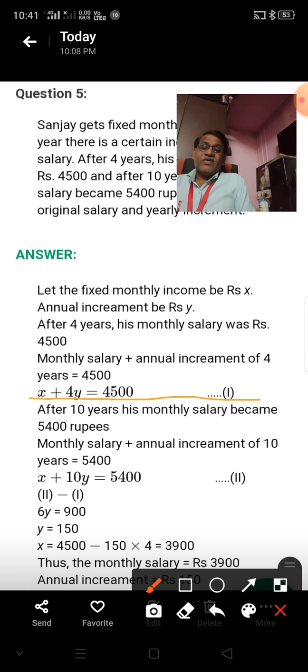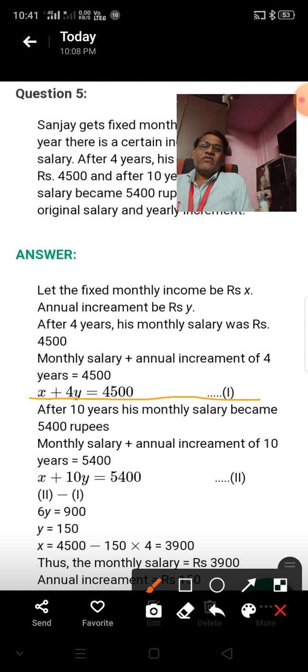So when we subtract equation 1 from 2, what do we get? We get 6y is equal to 900. So y is equal to 150. What is y? Y is the annual increment. Now when we substitute this value of y in equation 1 or 2, you get x is equal to 4,500 minus 150 into 4, that is 3,900. The fixed monthly salary when he started the job was 3,900.